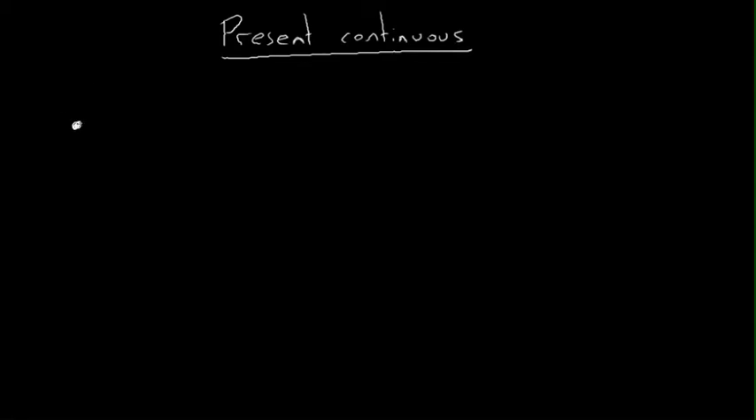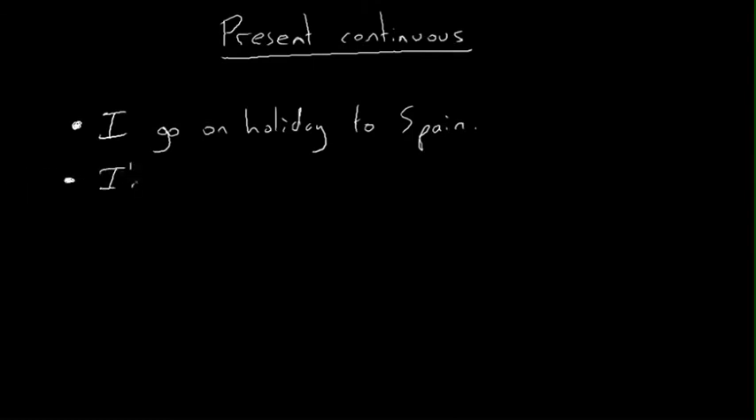Okay, let's look at the present simple. I go on holiday to Spain. And in the present continuous, I'm going on holiday to Spain. Now, what's the difference between these two statements?